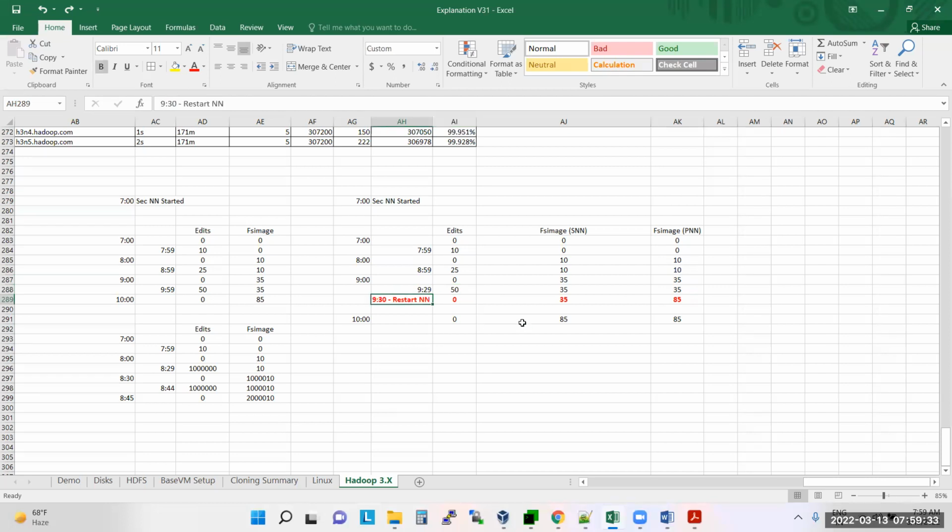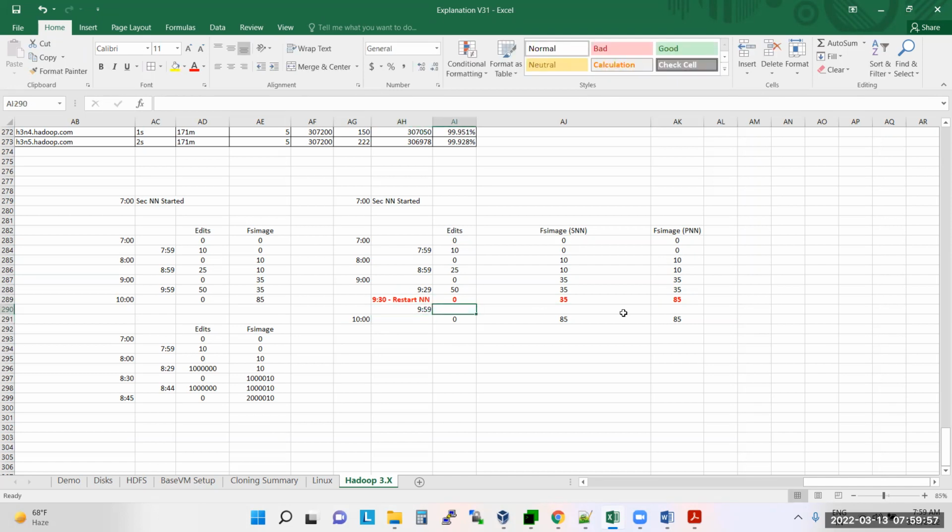But we restarted the name node. When the name node got restarted, it will perform checkpoint. So it will take these 50 from here and merge them with this 35, and in total it will become 85. But there is no change in the secondary name node FS image. Now the time is 10 o'clock, and 9:59.